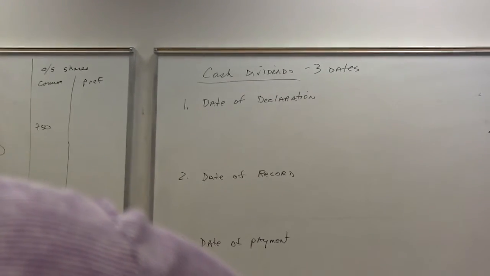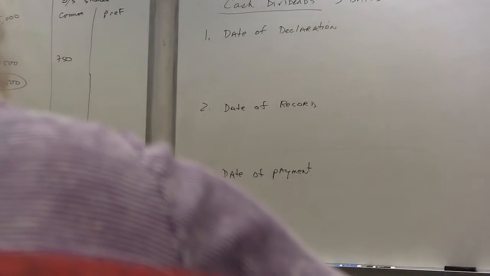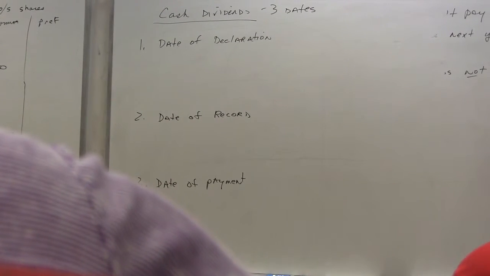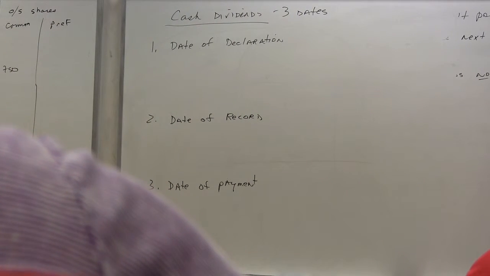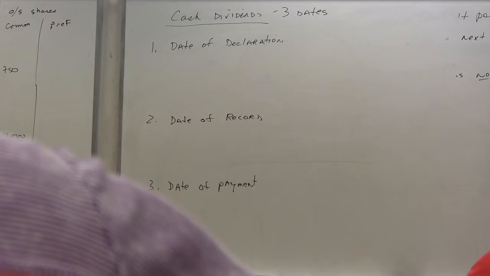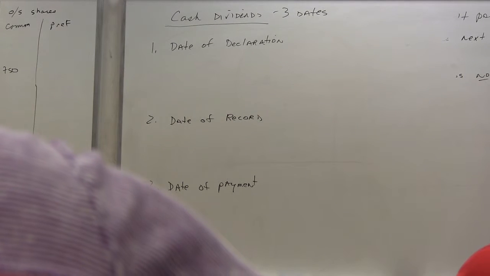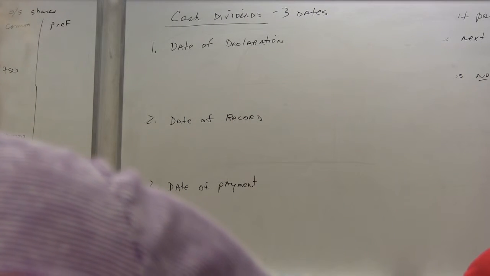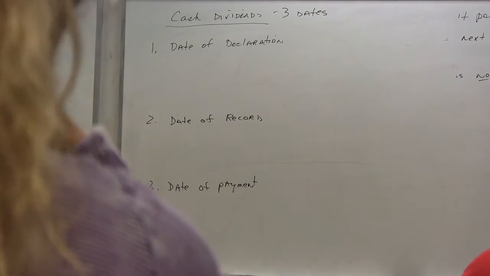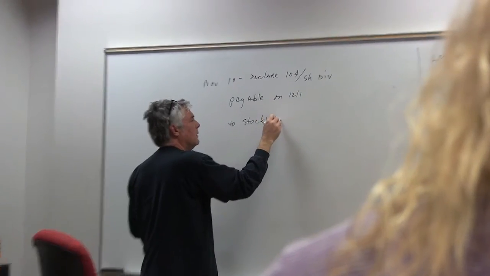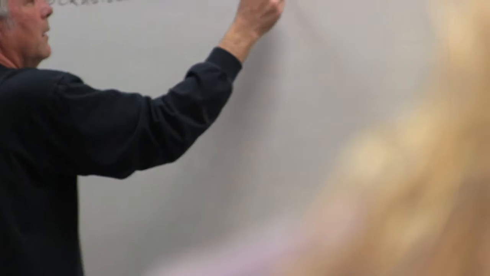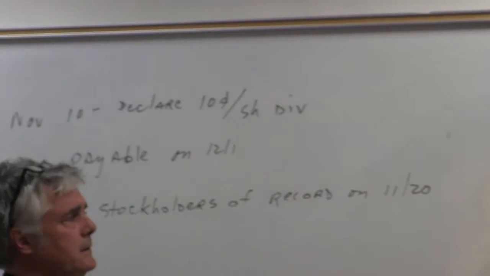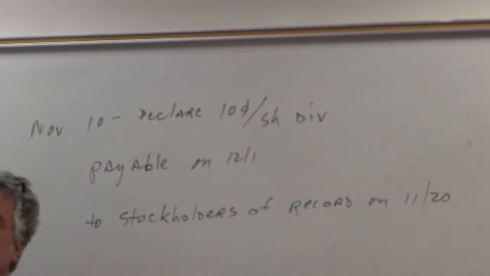So, let's go something like this. Tomorrow is November 10th. We declare a 10 cents per share dividend payable, and you don't need to write this down, but I think it helps to see it, on December 1st to stockholders of record on November 20th. So that date of record is always going to be in the middle.